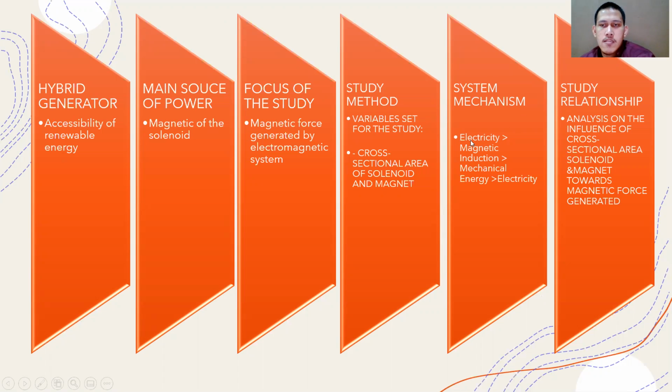For the system mechanism, first, electricity will be applied to the solenoid, and the magnet will pass through the solenoid, which will produce magnetic induction and transform into mechanical energy. And for the last one, it will produce electricity. For the relationship of the study, I want to determine the influence of the cross-sectional area of the solenoid and magnet towards the force generated by this electromagnetic system.